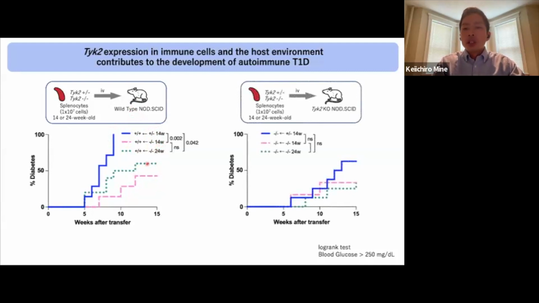Next, we generated TYK2 knockout NOD-scid mice and revealed that the loss of TYK2 in the host environment led to reduced diabetes incidence induced by transferred splenocytes. These results suggest that TYK2 expression in immune cells and in the host environment both contribute to the development of autoimmune type 1 diabetes.